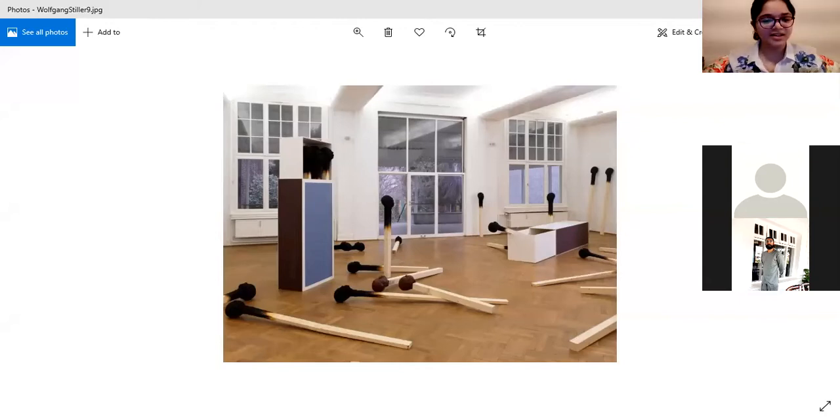So this is a piece that actually put him on the map. There's no crazy story about Wolfgang Stiller. He's a very common man who worked hard for his art career. He was a graphic designer, then he had a degree in fine arts, and then he pushed himself to the point where he reached here. And yeah, he does a lot of fun things.